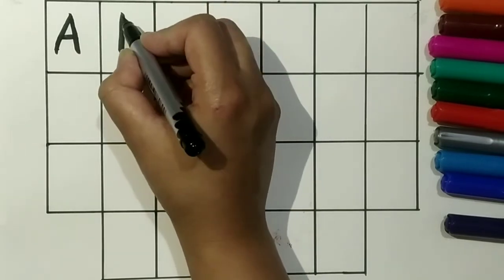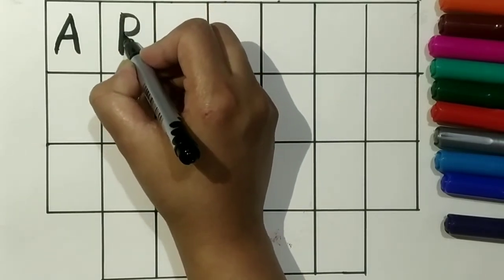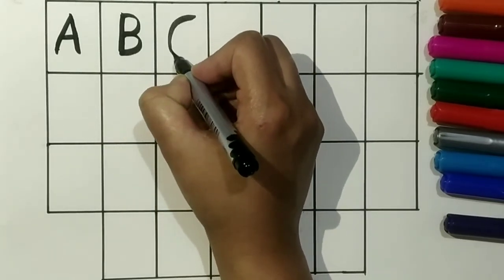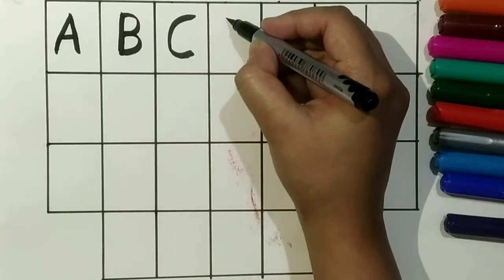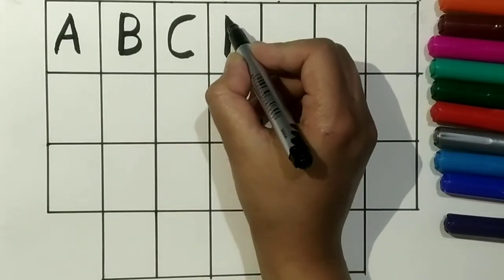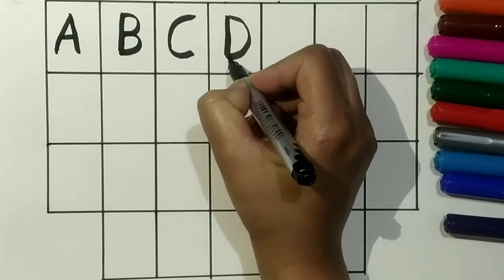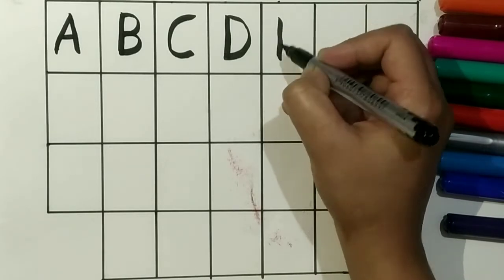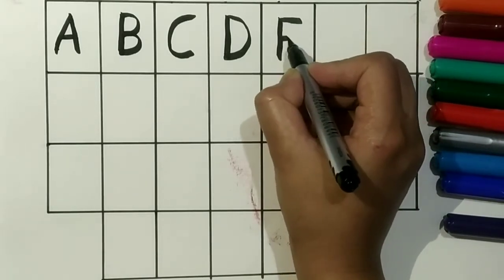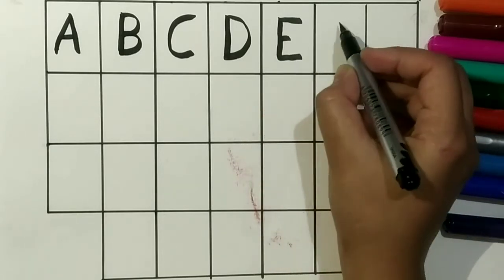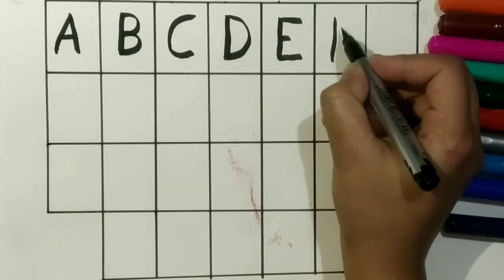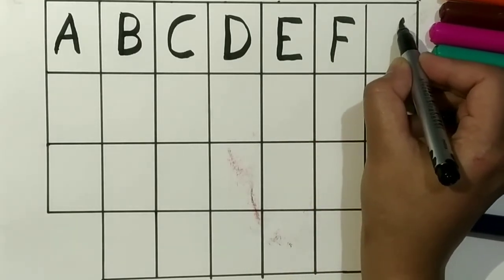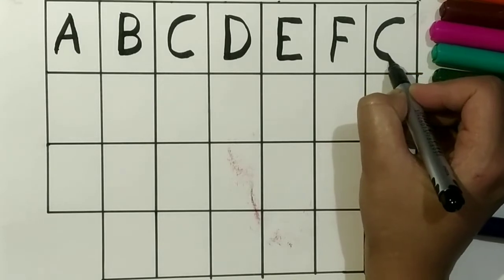B for ball, B for ball. C for cat, C for cat. D for dog, D for dog. E for elephant, E for elephant. F for frog, F for frog. G for gun, G for gun.